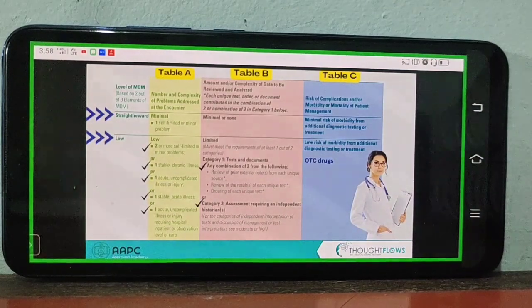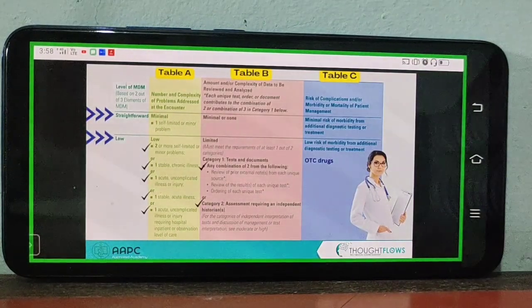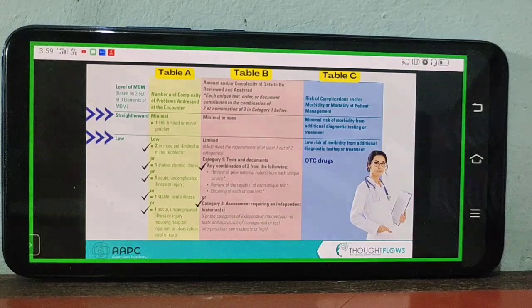Or one stable acute illness. Acute, that means controlled diabetes mellitus from the past six weeks or past 6 months. So this is an acute condition. From the past 6 months, the patient has suffered from diabetes mellitus, but the condition has been controlled here. So one acute stable illness will get 1 point.